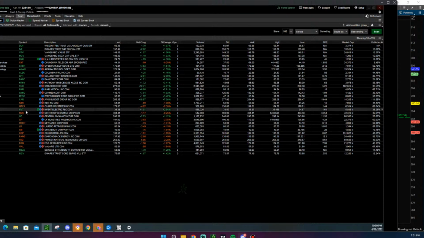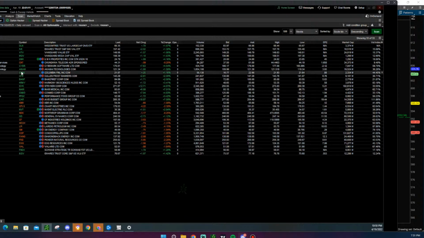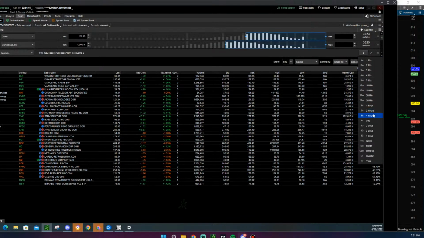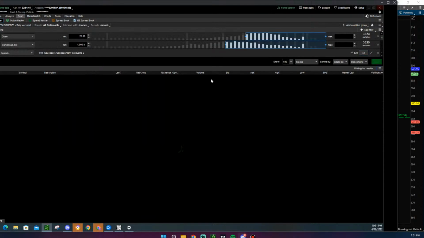So man, let's see what else we got. And then you can change this time frame on the scanner itself if you wanted to look at 4 hours. You might be able to get more results.